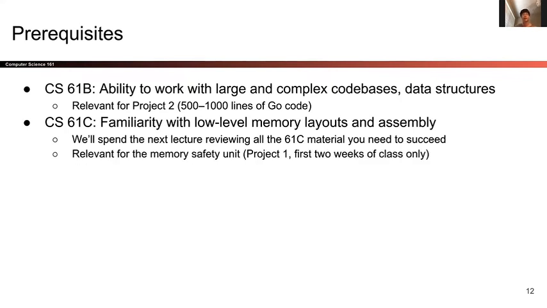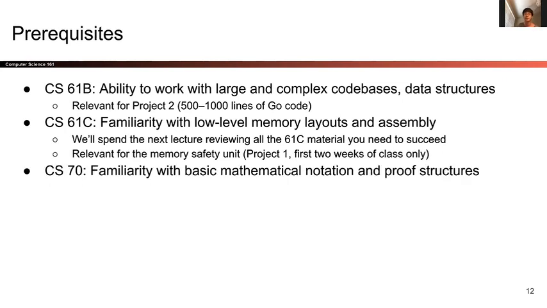Another benefit is that 61C is only relevant for the first unit of the class. So around the first 2 weeks of class, you need 61C content. And then after project 1 is over, you can basically throw it out the window because the rest of the class does not need 61C.